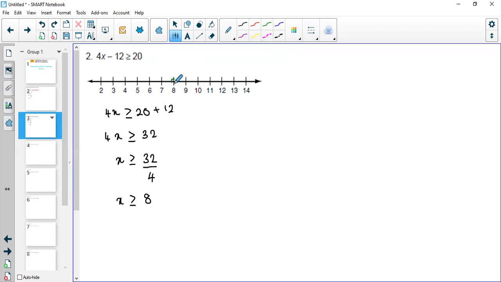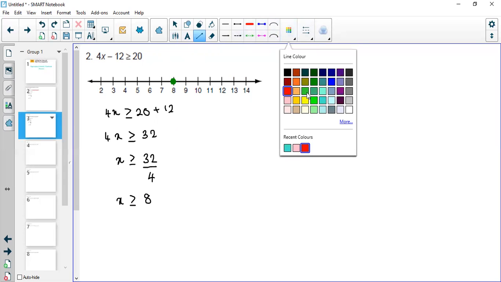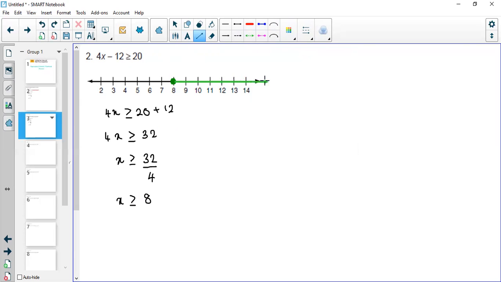We start from 8. Do we need to shade this circle? Yes, we do, because it also says 8, which means 8 is also a solution. How about now drawing the arrow? Which side do you think the arrow should move to? Should it move to the right or to the left? It should move to the right, because it should show all the numbers which are greater than 8. So it is to the right.